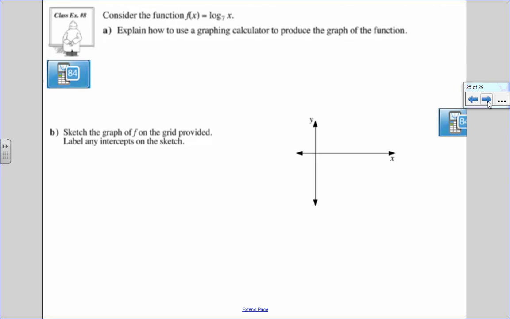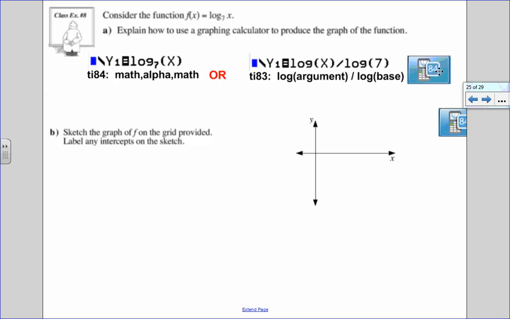Okay, so let's look at this one here. This is where it's really useful using that change of base, is to put log functions into our graphing calculator. So if I have the function f of x equals log base 7 of x, if I want to use a graphing calculator to produce that graph, it's going to go in my y equals. So in my y equals, I'm either going to enter it in as log base 7 of x, if I have an 84, or log of the argument divided by log of the base if I have an 83.